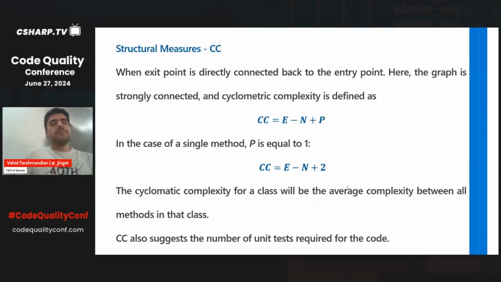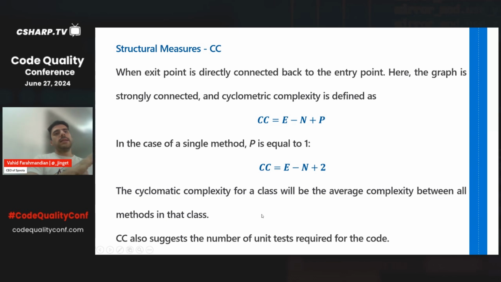Before moving forward, there are 2 points to note. When the exit point is directly connected back to the entry point, of course our methods are linear methods. The exit point is directly connected to the entry point. Then we can omit the 2 before P, and our formula can be simplified as E minus N plus P. Or when we are talking about a single method, we are going to calculate the code complexity in a single method, we can omit P, and our formula can be simplified as E minus N plus 2.